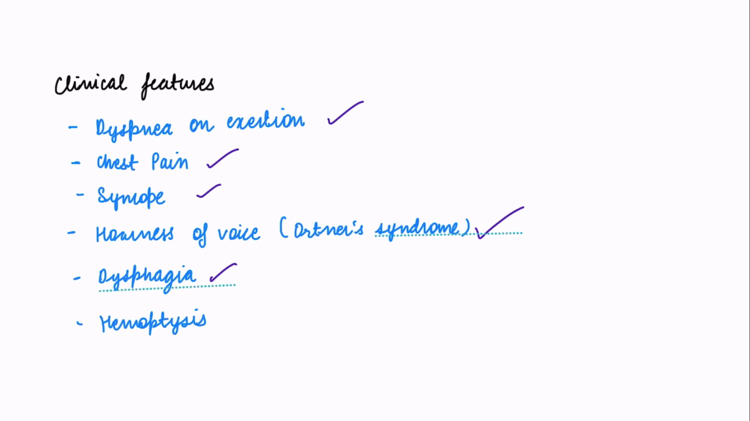Now, finally, hemoptysis can also occur because there can be rupture of pulmonary veins or bronchial veins, which is called pulmonary apoplexy, or it can also be due to winter bronchitis.